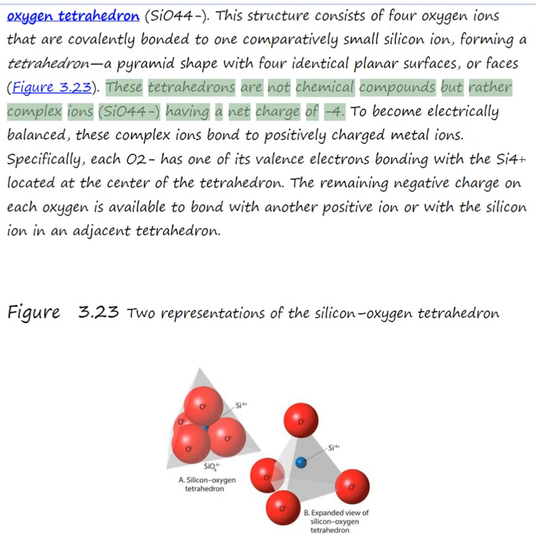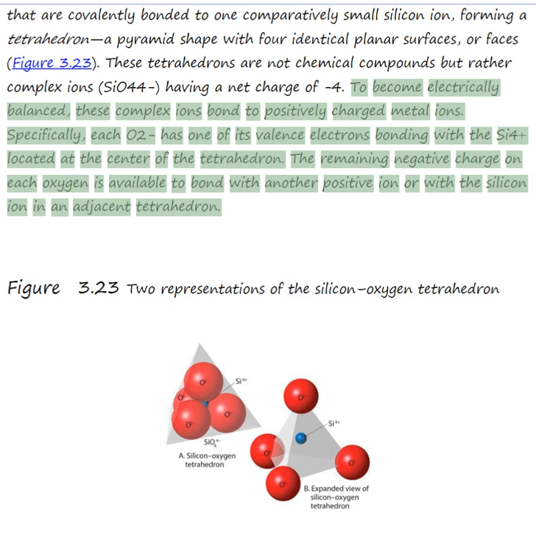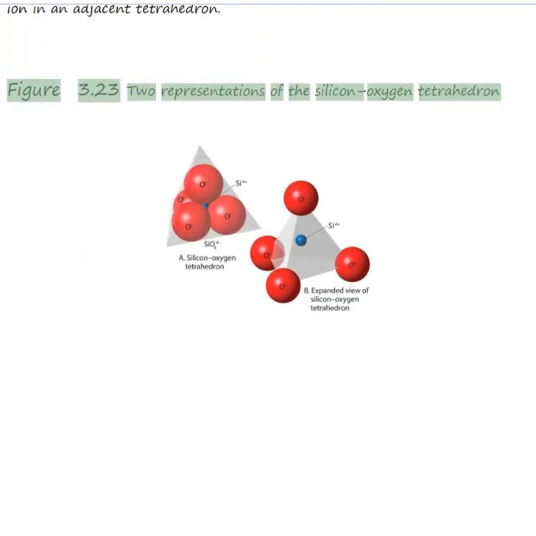These tetrahedrons are not chemical compounds but rather complex ions having a net charge of -4. To become electrically balanced, these complex ions bond to positively charged metal ions. Specifically, each O2- has one of its valence electrons bonding with the Si4+ located at the center of the tetrahedron. The remaining negative charge on each oxygen is available to bond with another positive ion or with the silicon ion in an adjacent tetrahedron. Figure 3.23 2 representations of the silicon-oxygen tetrahedron.